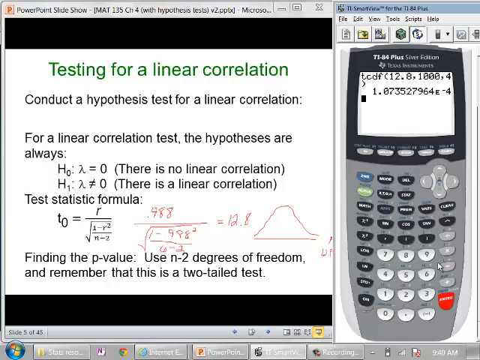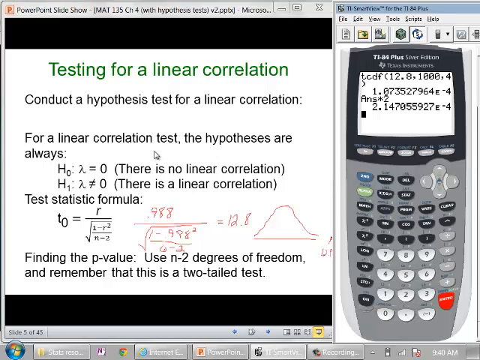Our p-value is actually 2 times this, since it was a two-tailed test. So here's our actual p-value. That's something like 0.0002. Definitely smaller than any alpha that we would normally pick. So the test results here are going to be positive, which means that we do reject the null hypothesis, which means there is sufficient evidence to support our claim of a linear correlation.